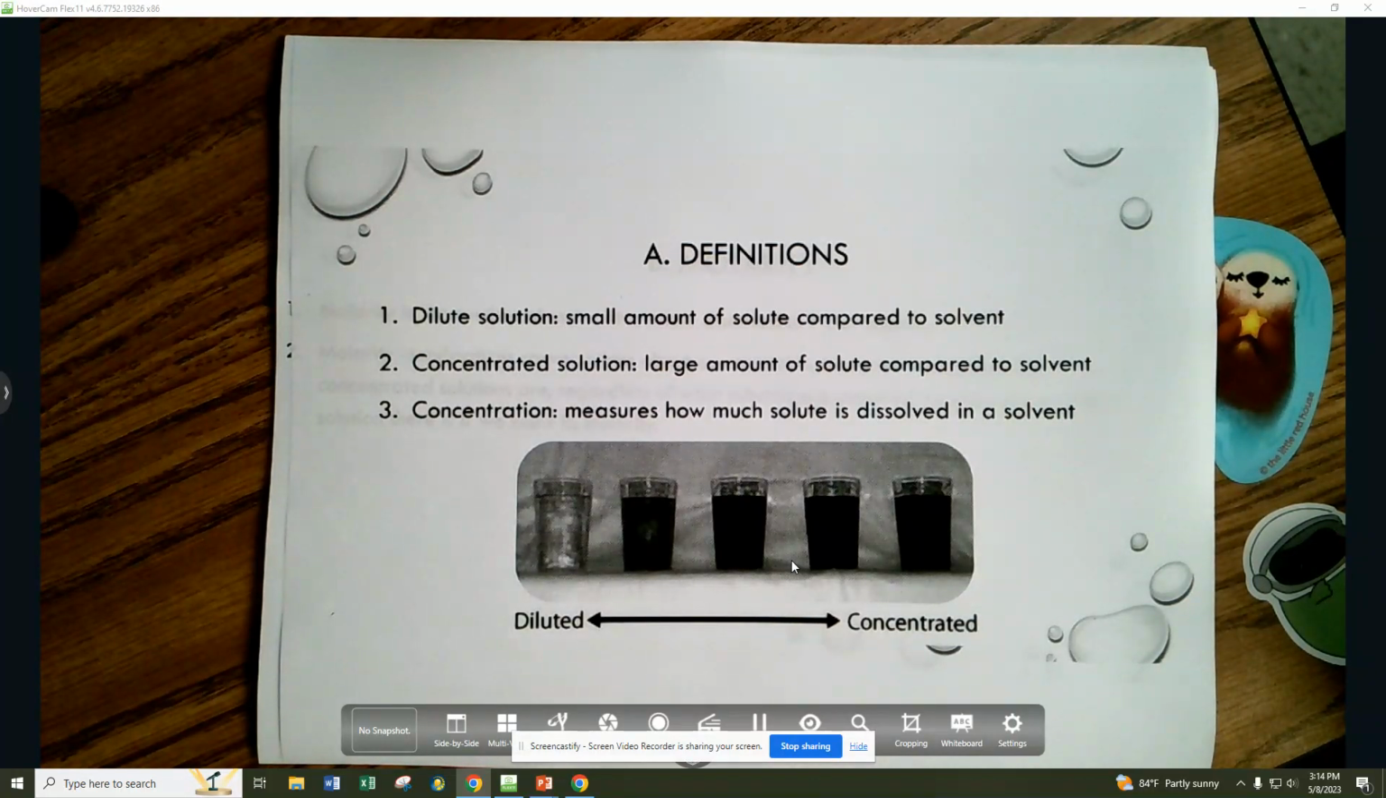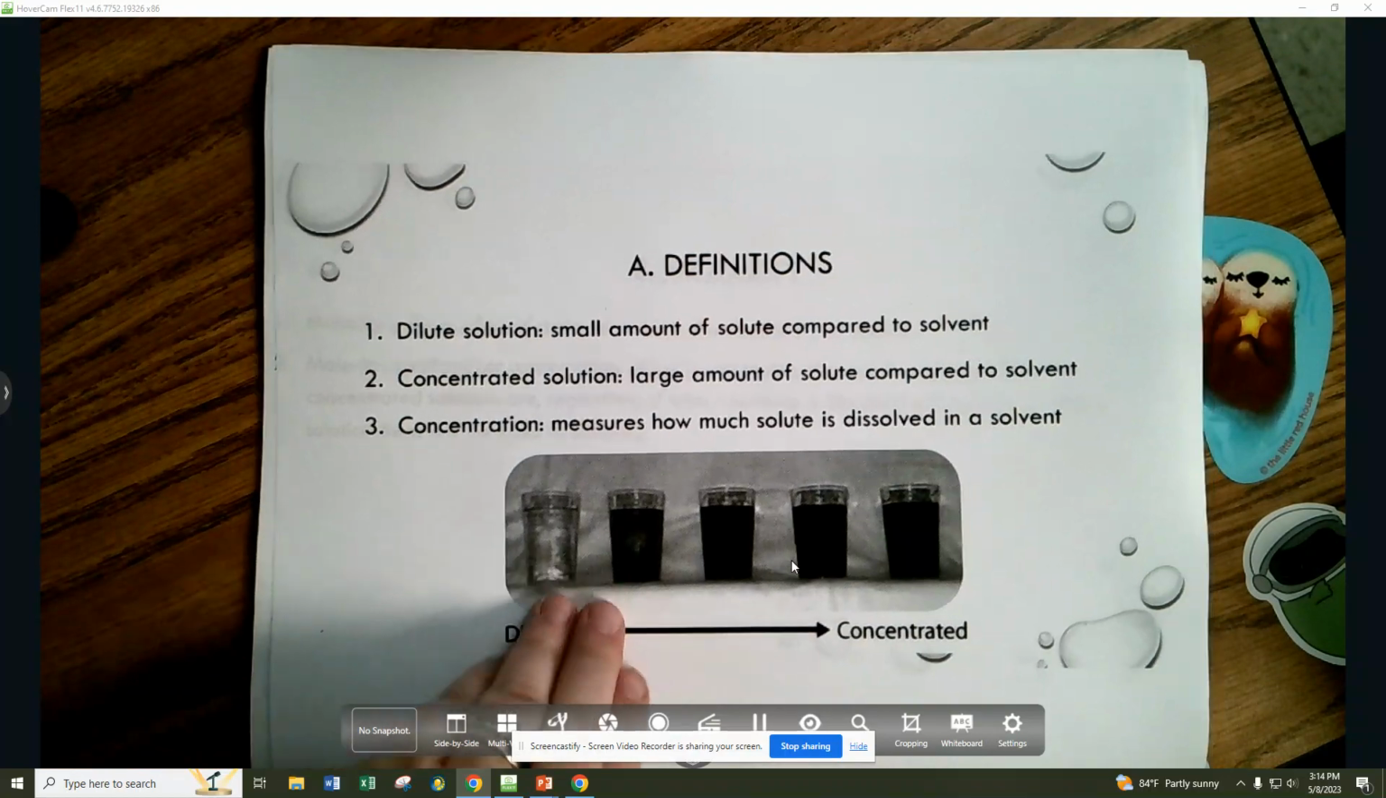We kind of say dilute is a small amount of solute, again, solute being what is being dissolved. Solvent is what's doing the dissolving. Concentrated means there's a large amount of solute to solvent. But again, that's open to interpretation as to what is small and what is large. So dilute and concentrated are not always the best terms. Again, concentration is looking at how much solute is dissolved in that amount of solvent.